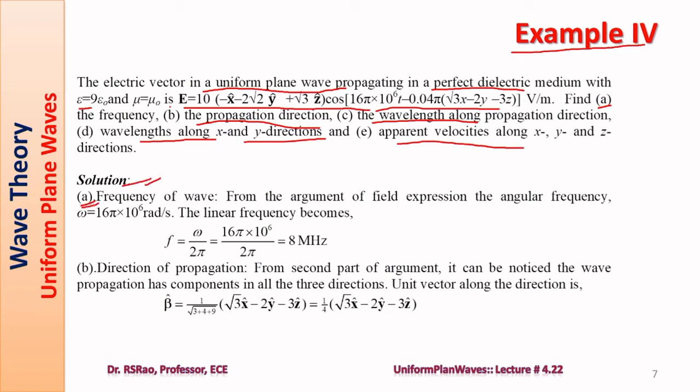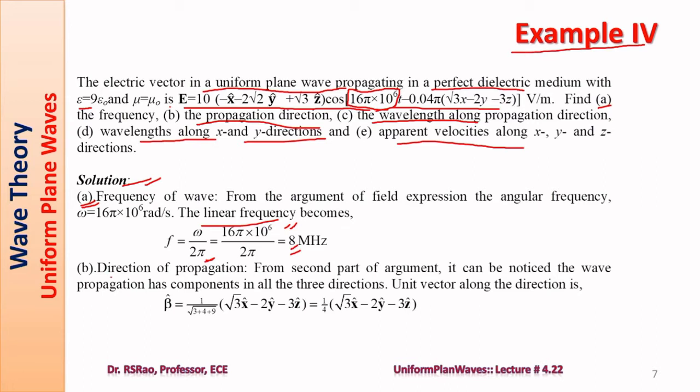Solution. A, frequency of the wave. By observing the field expression, we can easily notice omega is 16 pi into 10 power 6 radians per second. The linear frequency is omega by 2 pi. Omega is known, divided by 2 pi, we get 8 megahertz.